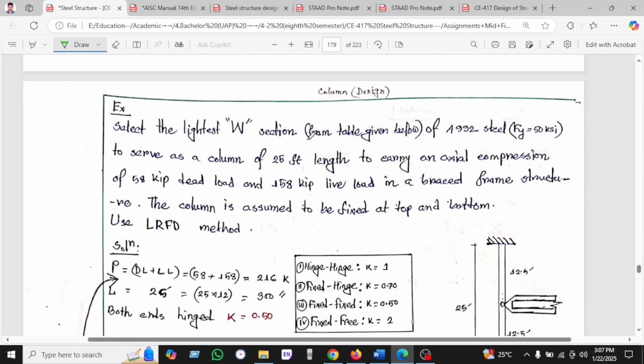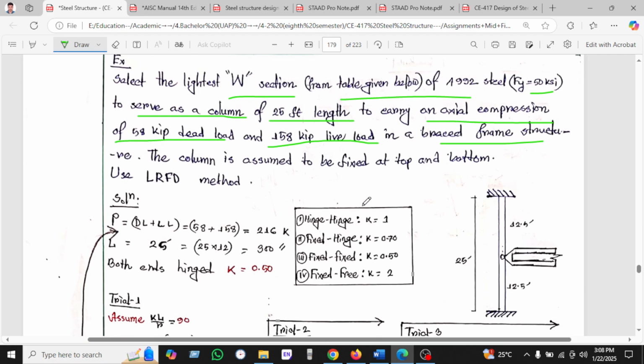So now let's see another example of column design. Select the lightest W section from the table below, A992 Grade 50, to serve as a column of 25 feet length and carrying the axial compression of 58 kip dead load and 158 kip live load in a braced frame structure. The column is assumed to be fixed at top and bottom. So this is the fixed.